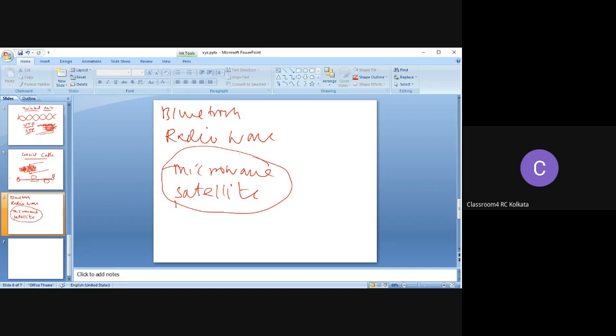Do you know what is microwave? So yes, it's a wave with frequencies between 1 and 300 gigahertz, and it is unidirectional.